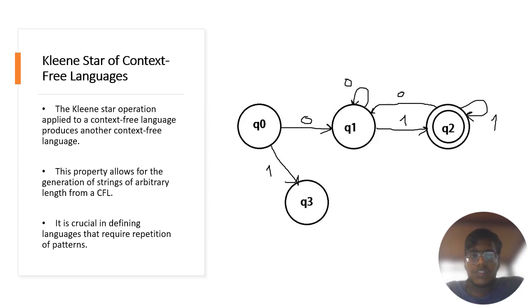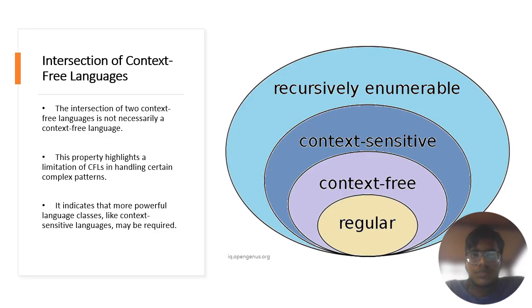Kleene star of context-free languages. The Kleene star operation applied to a context-free language produces another context-free language. This property allows for the generation of strings of arbitrary length from a CFL. It is crucial in defining languages that require repetition of patterns.